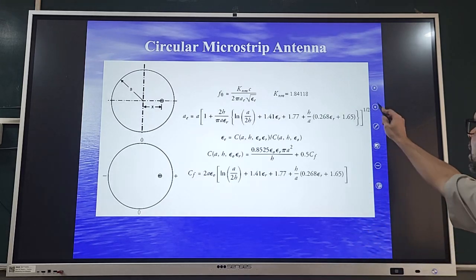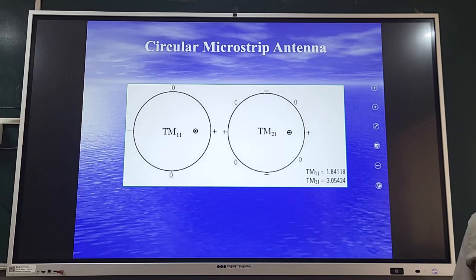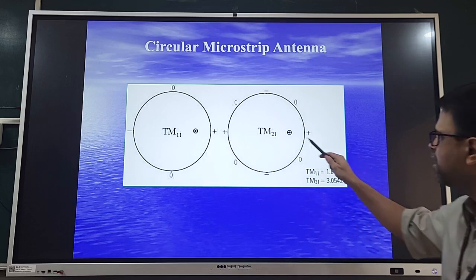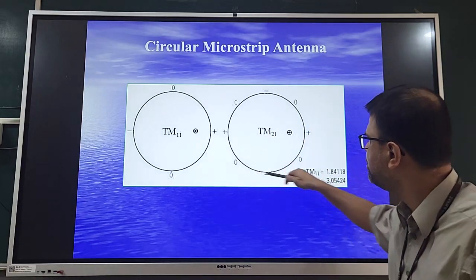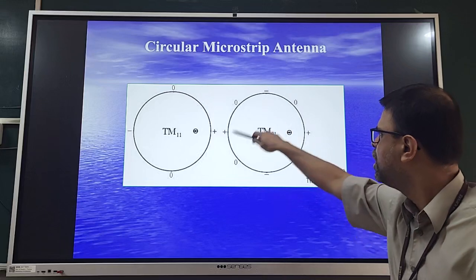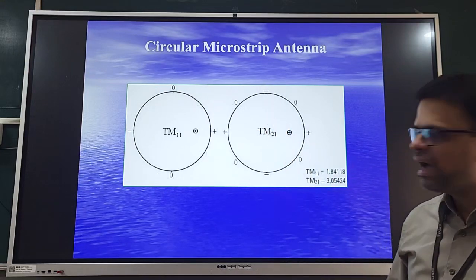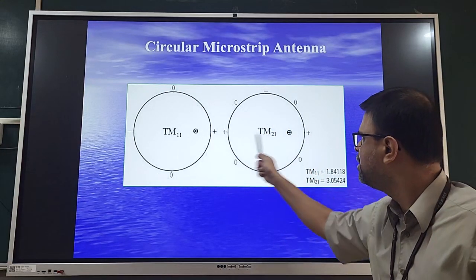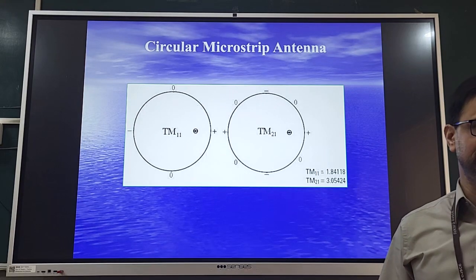Now we'll just see the higher order mode. TM21 is the higher order mode. Of course, there is no linkage of that. Here 2-1 means 2 wavelength variation along the perimeter, or 2 half wavelength variation along half of the perimeter, and 1 half wavelength variation along the diameter.